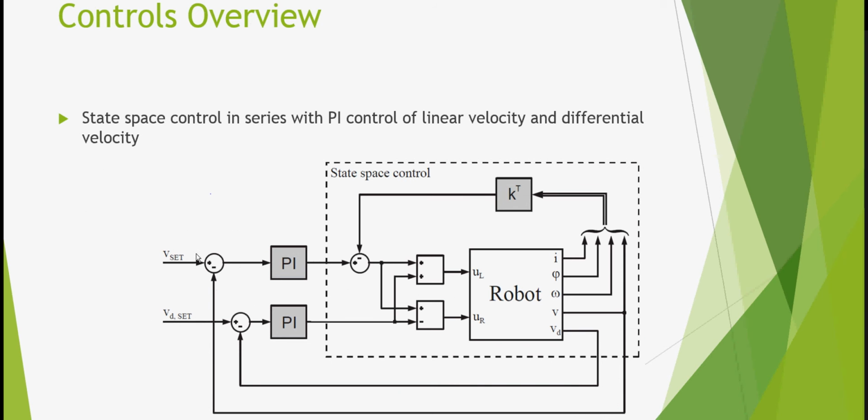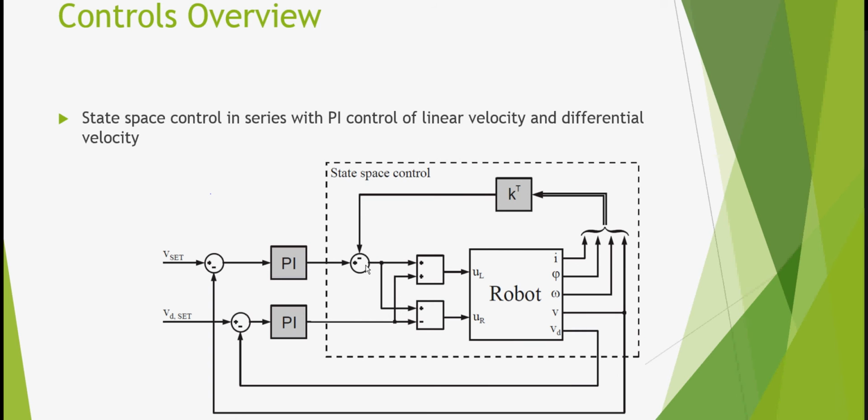Controls overview. We utilize state space control, as you can see in this dashed box. There are two PI controllers in series with that state space control. They're parallel to each other, but then in series. The linear velocity set speed, and then differential velocity to allow for the robot to turn. They go through the PI control, so you set your desired speeds there, and then get summed with the feedback from the state space control here.